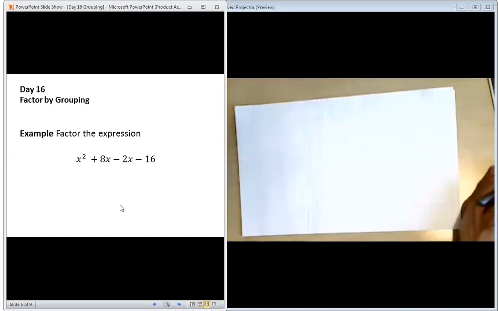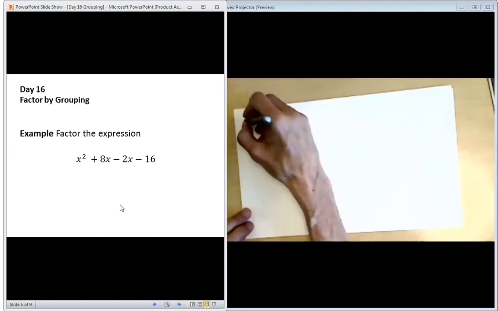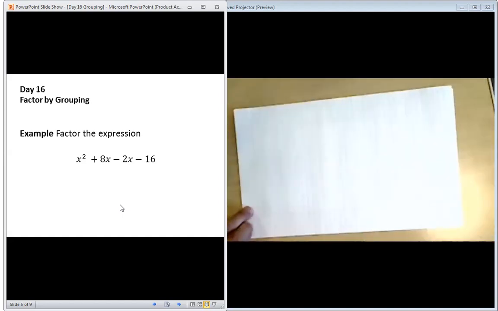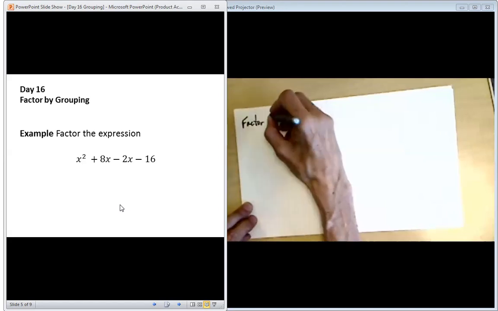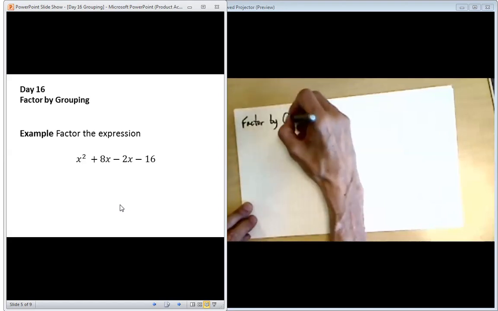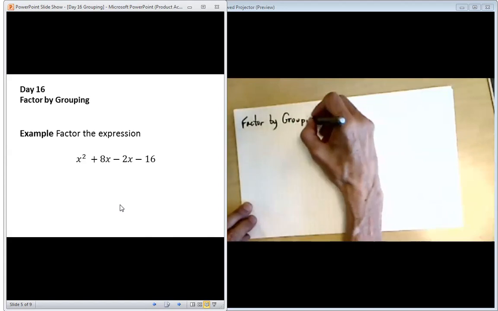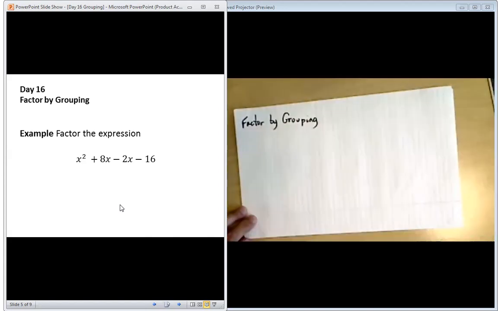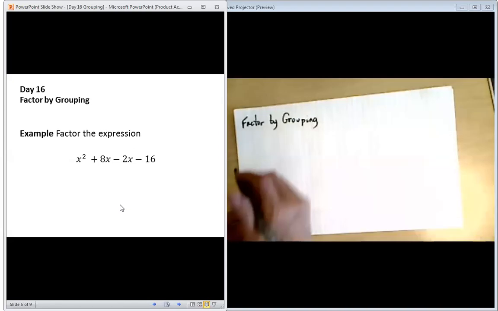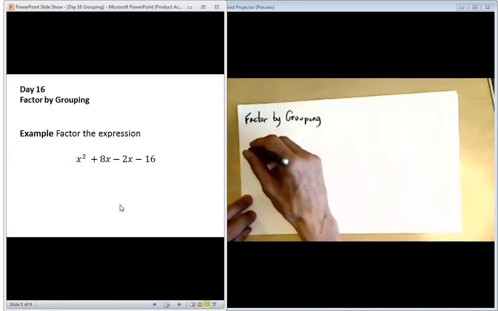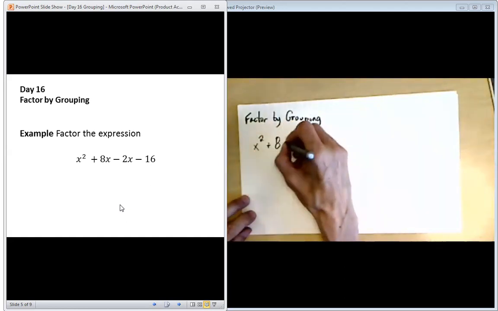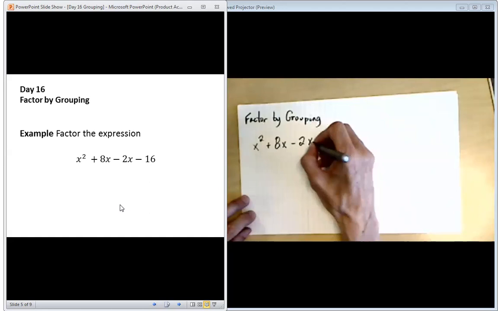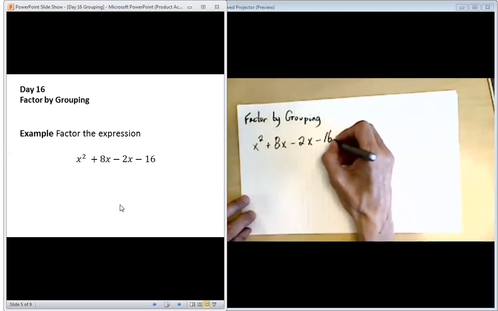Let's see what we got here. The goal is to factor these things. I'm going to say, if I didn't say it, factor by grouping. That's the name for what we're doing here, because grouping means 2 terms at a time. Okay, so what do we got? X squared plus 8x minus 2x minus 16.